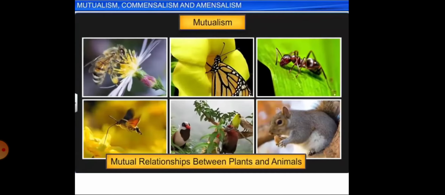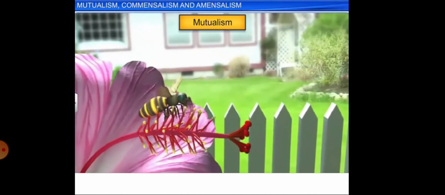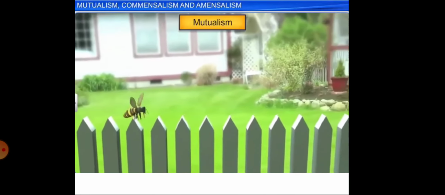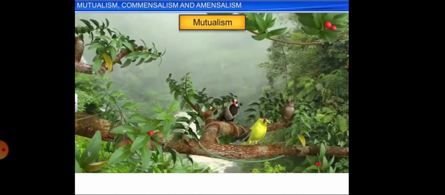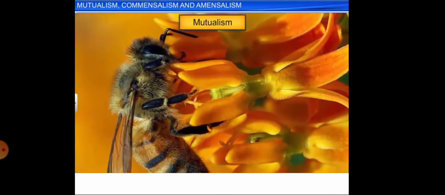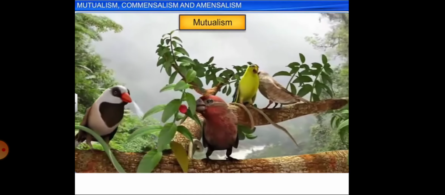Mutual relationships are also seen between plants and animals. For example, plants take the help of insects, birds and animals for pollination, as well as dispersal of seeds. In return, plants provide these pollinators with juicy nectar, and seed dispersers with nutritious fruits.